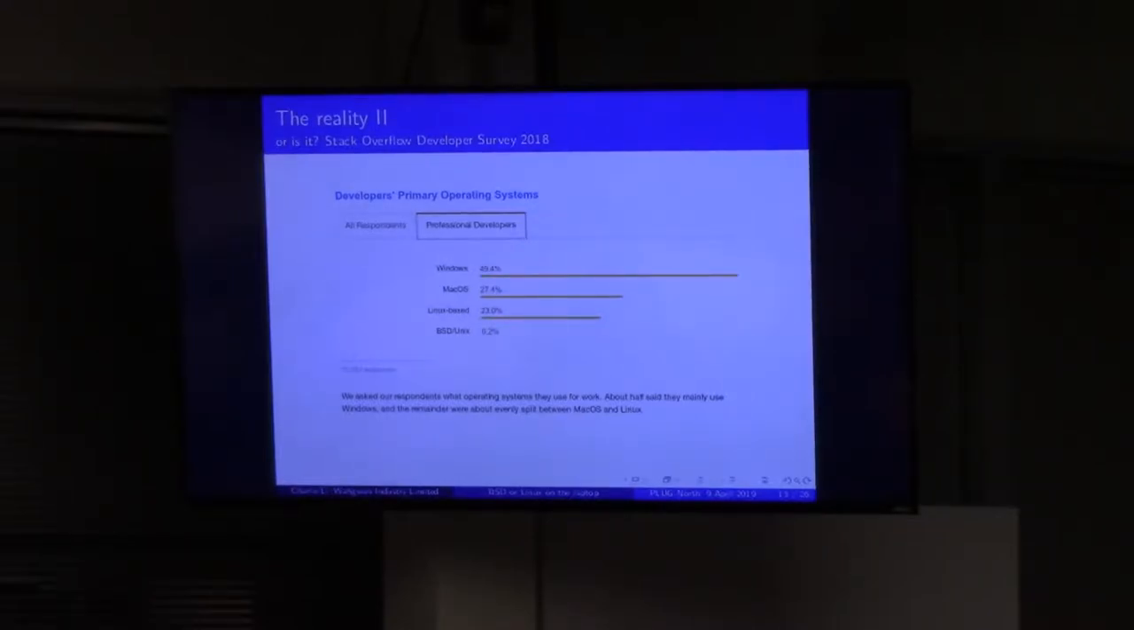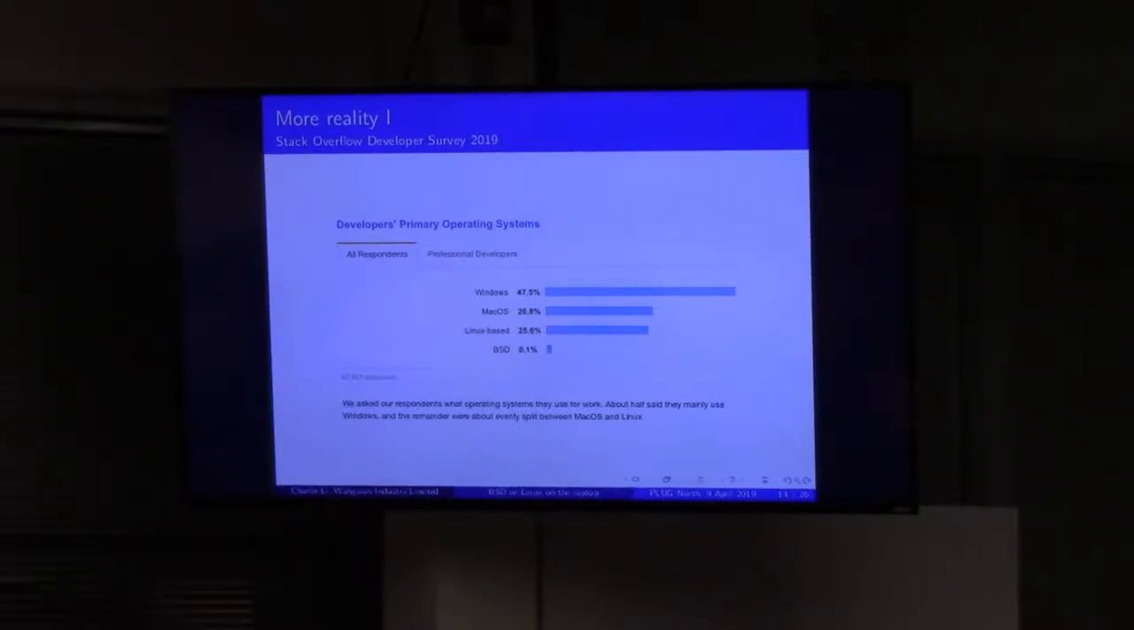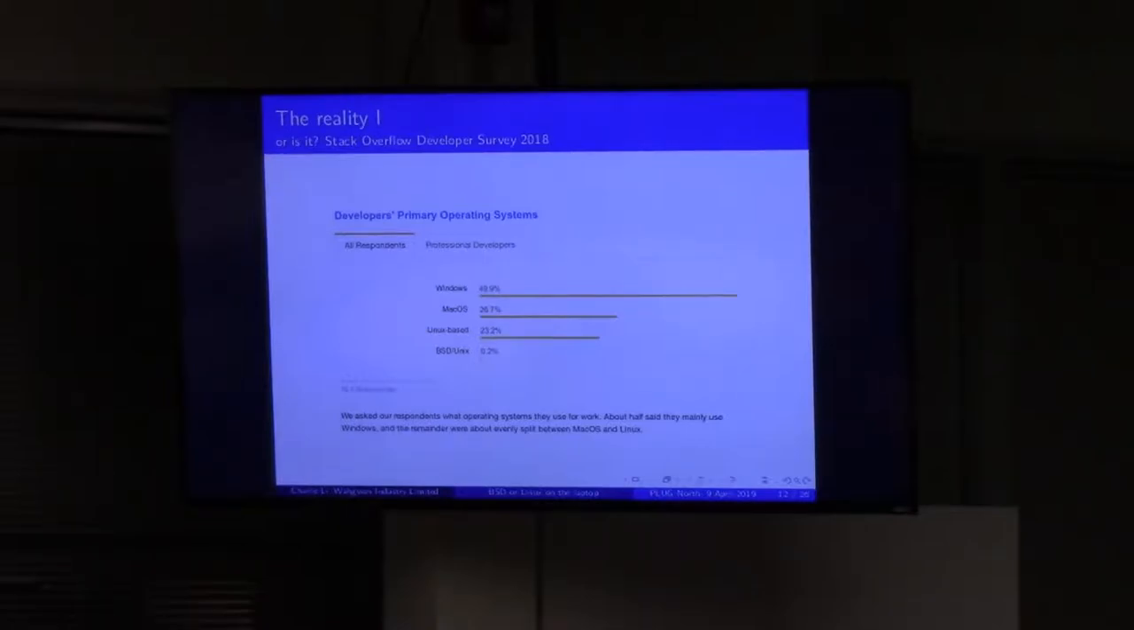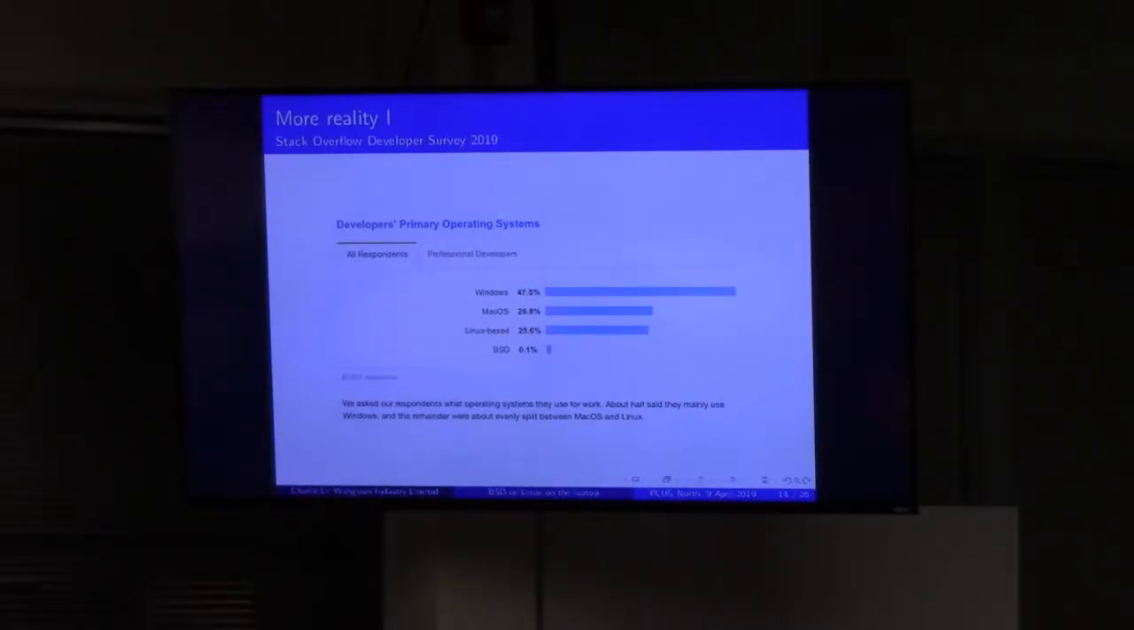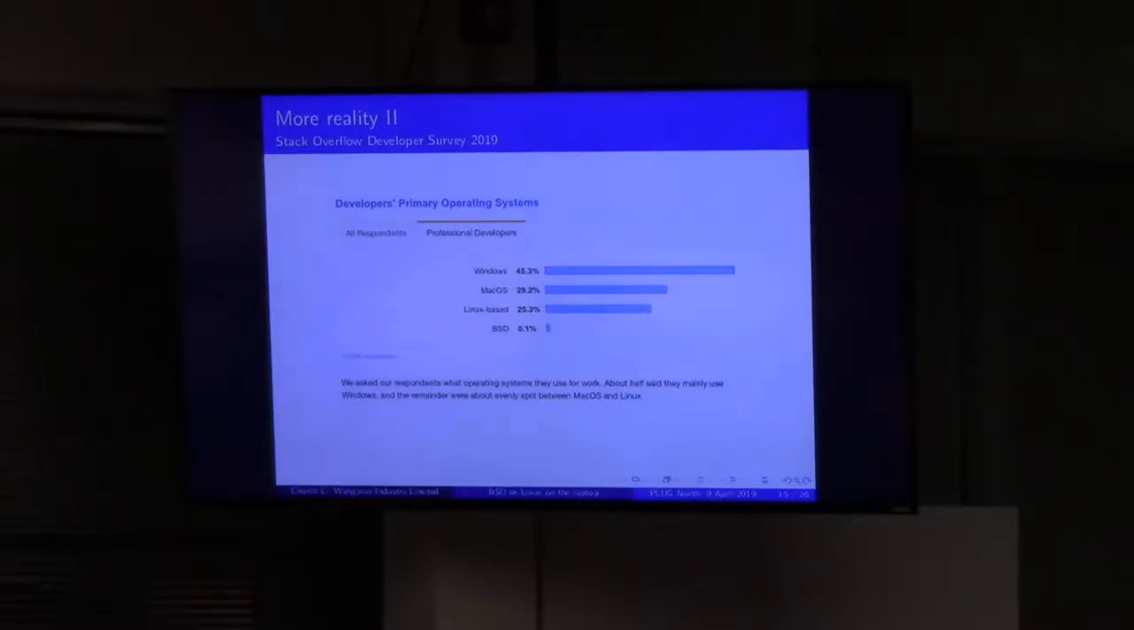Meanwhile, earlier today, Stack Overflow released the 2019 results. Windows took a little bit of a dive compared to 2018. macOS kind of stayed constant. But Linux actually gained some ground. In 2018, Linux was around 23 or so percent. In 2019, 25%, and then the BSDs dropped 0.1, and that's probably not statistically significant. And if we look at the professional one, the percentages have not changed either. So again, almost everyone who takes the survey is working in the industry in some form.